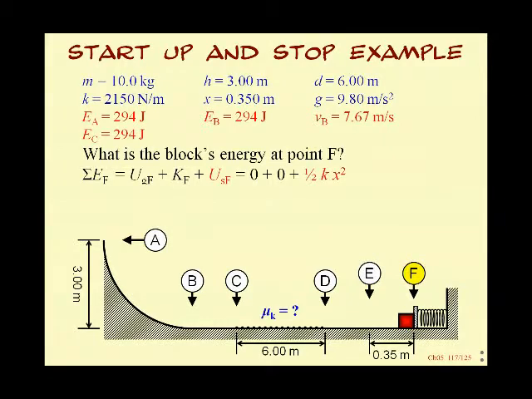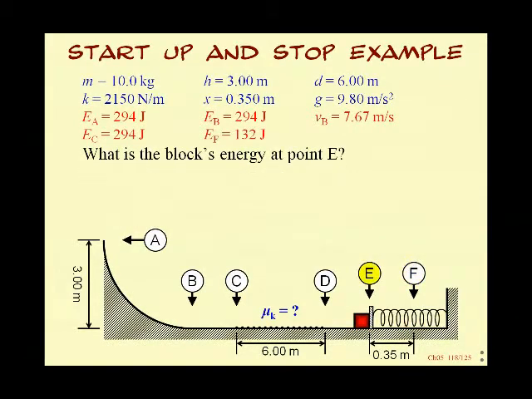And so we see that that's 1/2 times our spring constant of 2,150 newtons per meter times the distance compressed squared, which is 0.35 squared. And we're going to end up with 132 joules, which means our spring is now storing 132 joules. That's all the energy the block gave it. So the difference is going to be the energy that the block lost on that rough patch.